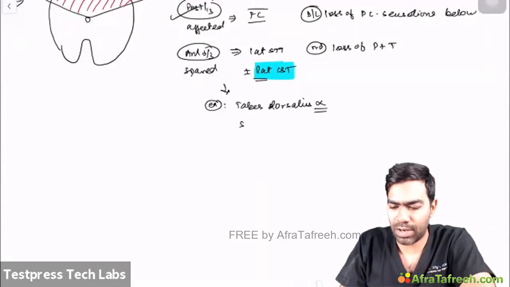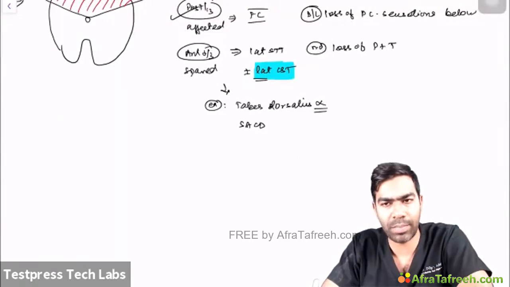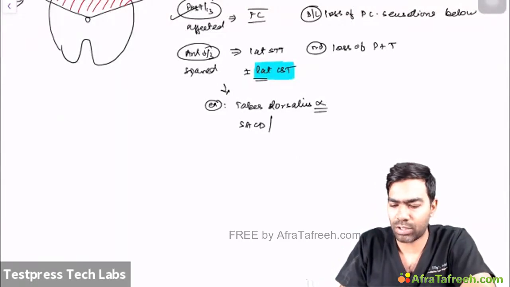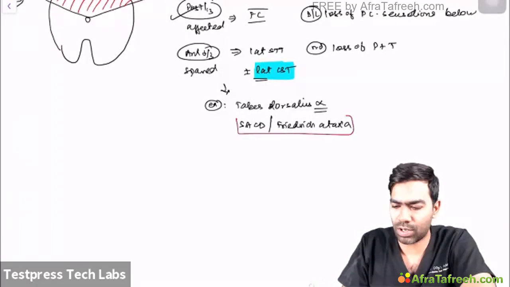And apart from that, we have two diseases that are very common in the modern setting. One is SACD, that is subacute combined degeneration of the spinal cord. And we also have Friedreich ataxia. Remember, both are basically demyelinating disorders, which we have discussed already. Demyelinating disorders.